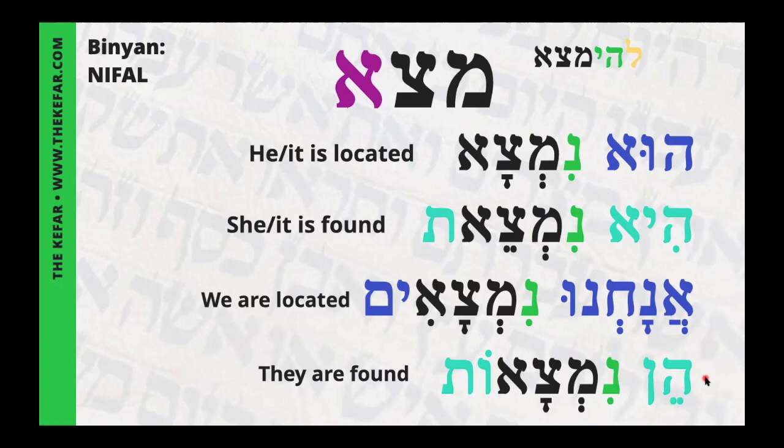So for example, if I wanted to say, I'm in North Carolina, I could say, ani bitzfon Carolina, or I could say, ani nimtzet bitzfon Carolina. Okay, this is where I am, where I'm located, where I'm found. So you can use it even if you wouldn't necessarily say located or found in English.